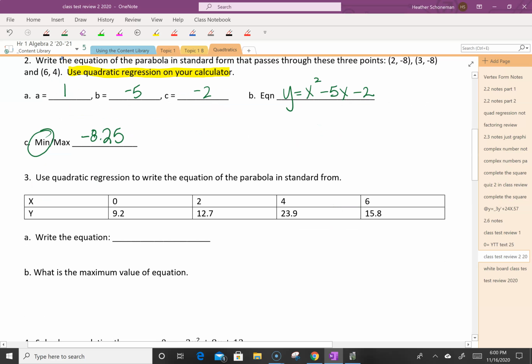All right, let's try this again. Use quadratic regression to write the equation of the parabola in standard form. So quadratic regression, that is all on your calculator.